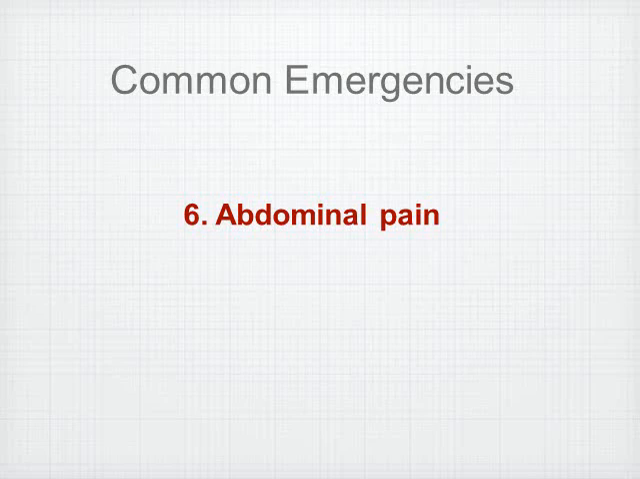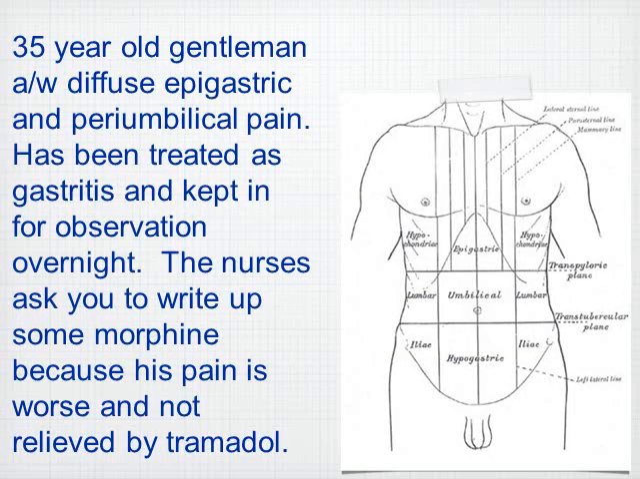Okay. So abdo pain, because I thought I'd try and get something vaguely surgical in. I haven't seen that much surgery yet really, but this is a 35-year-old guy. He's got diffuse epigastric and periumbilical pain. He's been treated as gastritis and kept in overnight for observation, and the nurses ask you to write up some morphine because his pain's worse and it's not relieved by tramadol. So what strikes you as really weird about that? Start off with: the nurses are asking you to write up morphine for someone with gastritis.